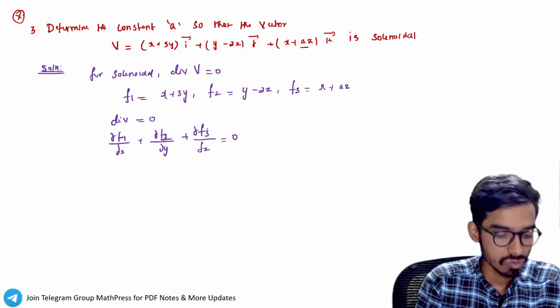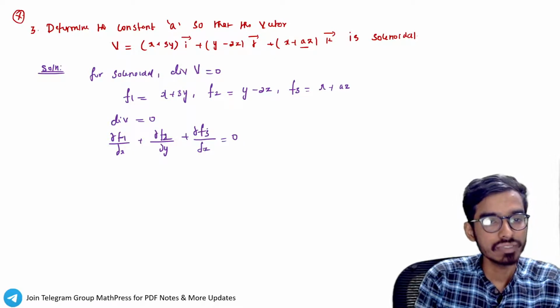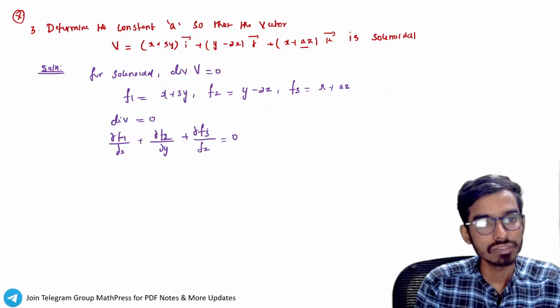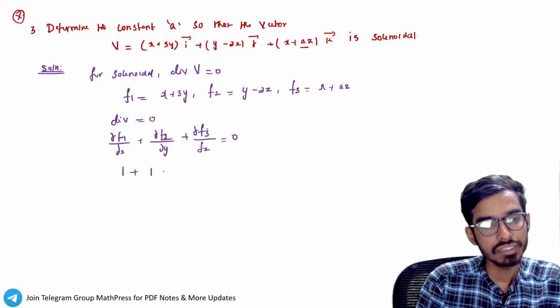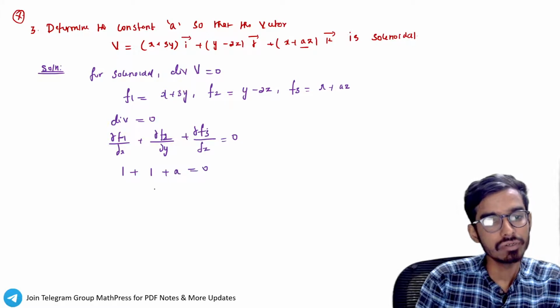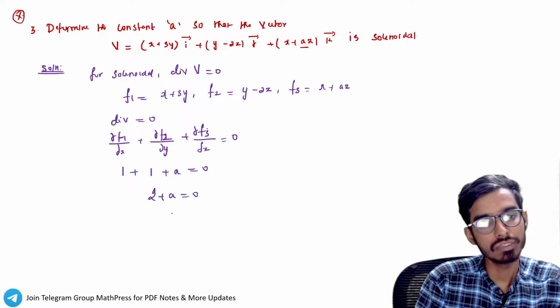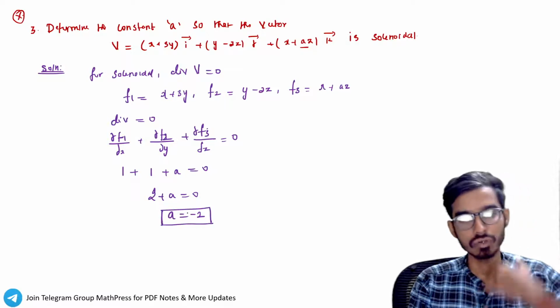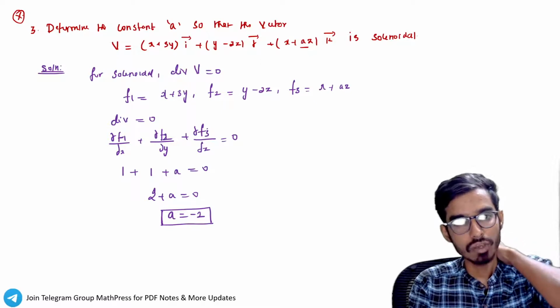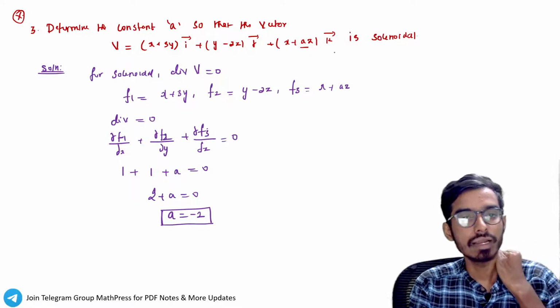What is it? Minus 2? Okay, good. A is minus 2 is the answer. So ∂f1/∂x, so 1 with respect to x, this will be 1. ∂f2/∂y again, this will be 1. With respect to z, this will be a. So that means 2 plus a is equal to 0, a is equal to minus 2, right? It's a UPSC question. So a is equal to minus 2. So that means we needed to find this value of a. So this is solenoidal, therefore a is minus 2.